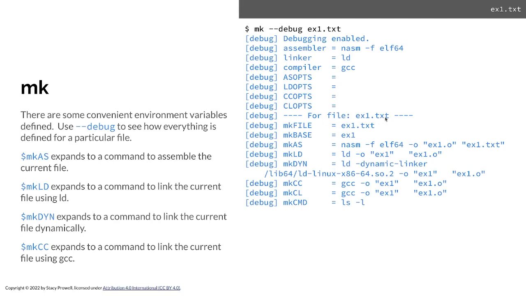And then for this particular file, there's the base name, which does not have the extension. There's the line that will be run if you used make AS, and that would be the one to assemble it. There's a line that we run if you used make LD, that would be the one to link it. If you use make DIN, that's going to use the dynamic linker, and it's a long line, so it wrapped a bit, etc.